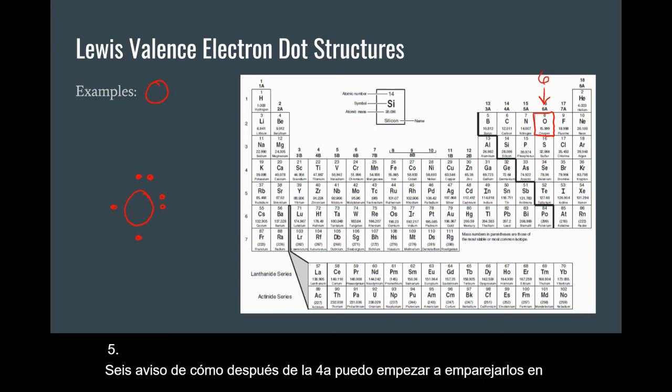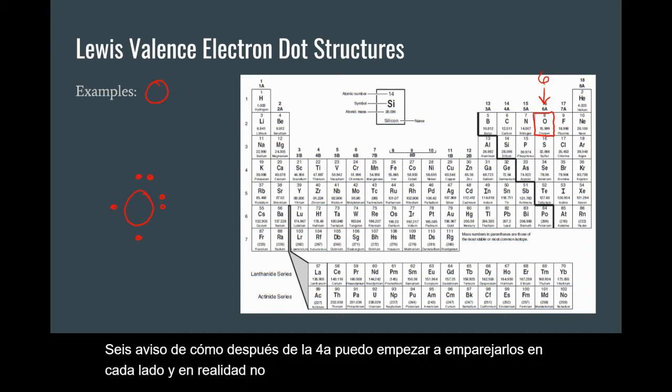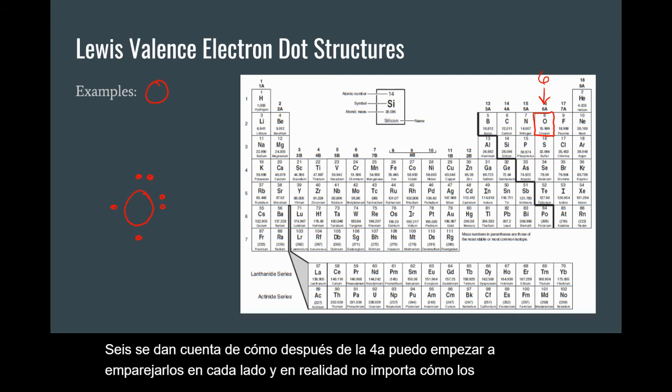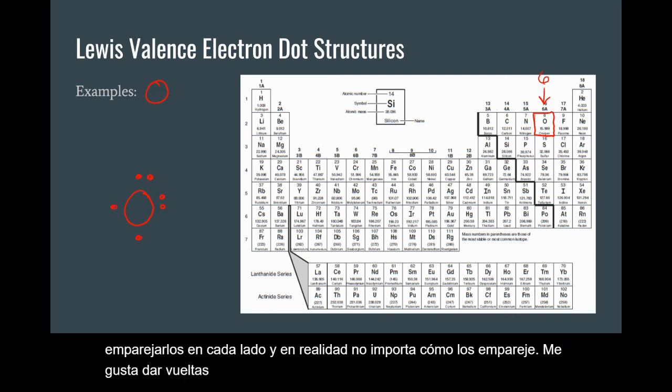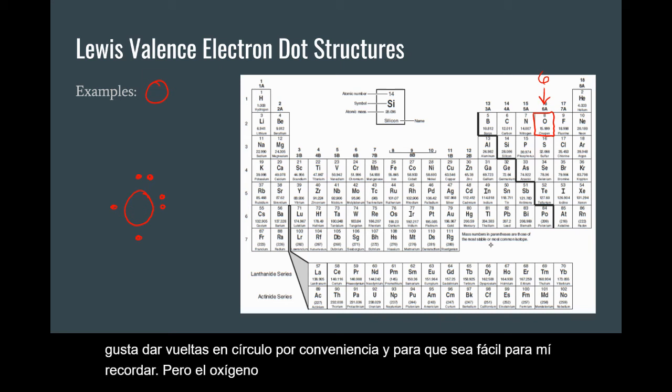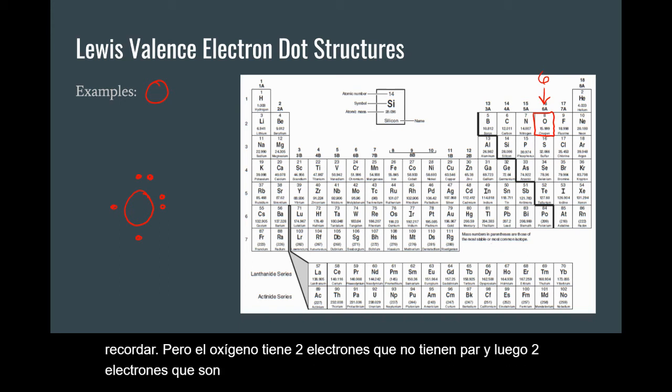And it actually doesn't matter how I pair them up. I just like going around in a circle for convenience and to make it easy for myself to remember. But oxygen has 2 electrons that have no pair, and then 4 electrons that are paired up. And so oxygen would like to try to make 2 more bonds. And we'll talk about bonding later on.